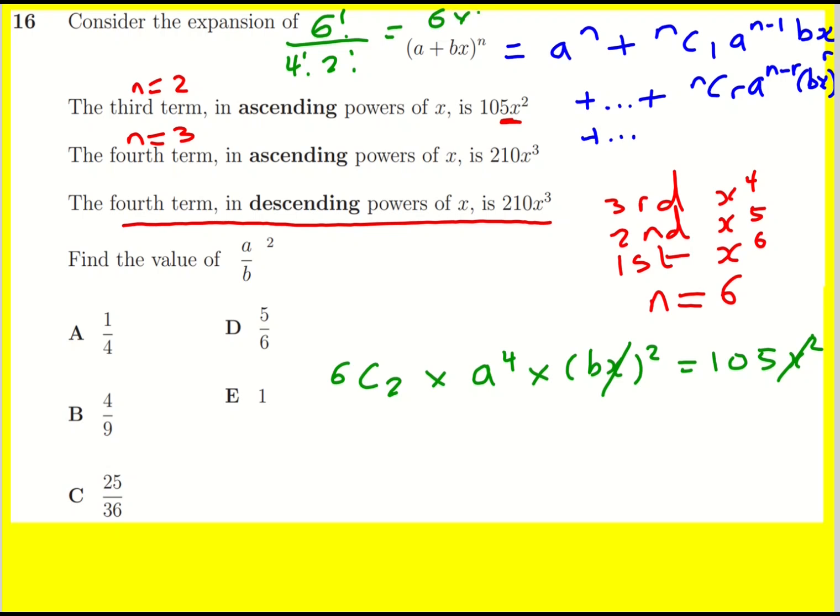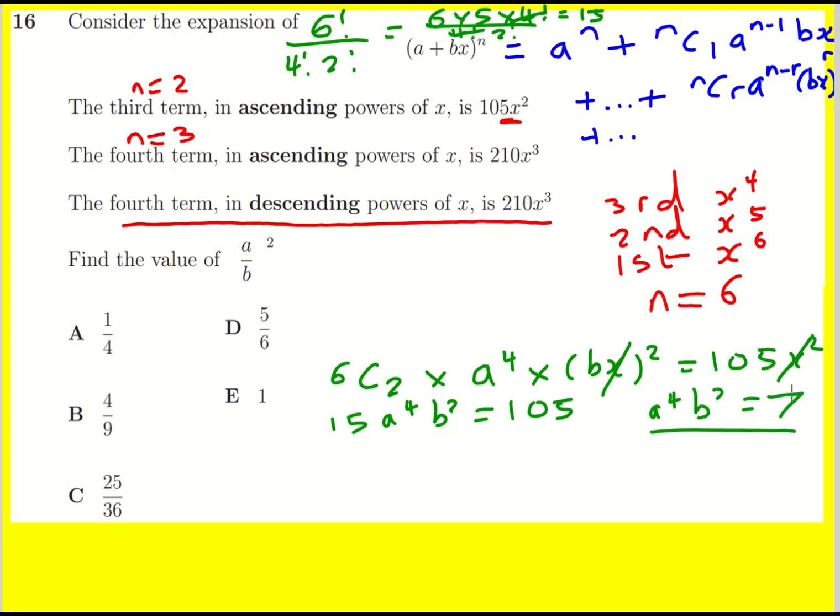Now the 6 factorial is 6 times 5 times 4 factorial. It's a good little way of dealing with it without a calculator, because now I can just cancel out the 4 factorials. 6 times 5 over 2 is then 15. So I've got 15 a to the 4 b squared equals 105. And I can cancel that down even further, because 15 actually goes into 105, so it's going to be 7. So a to the 4 b squared is 7. Okay, we'll just underline that for the moment and then deal with the next one.